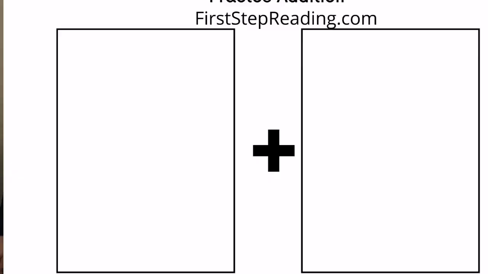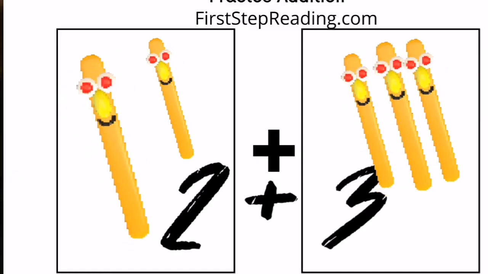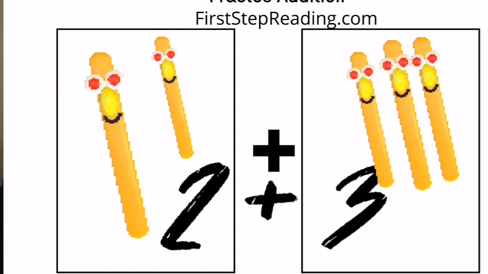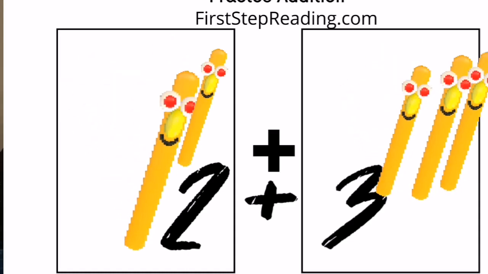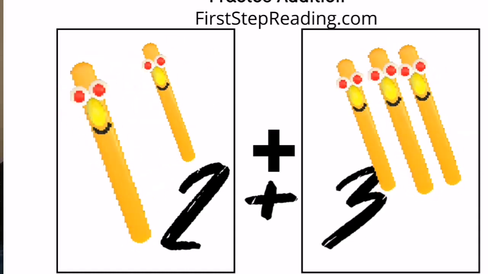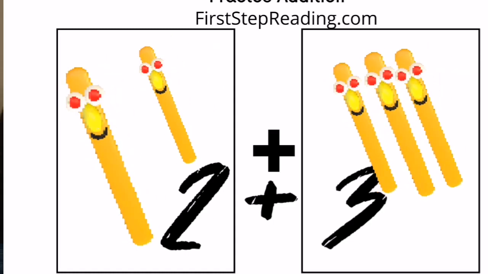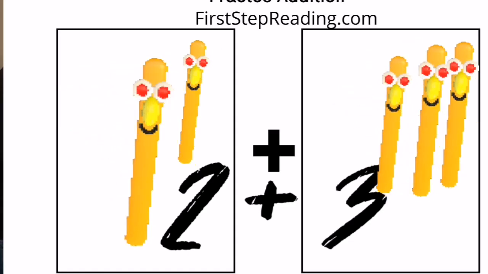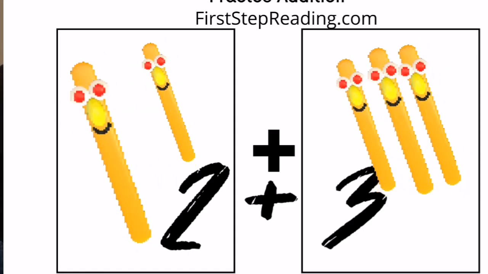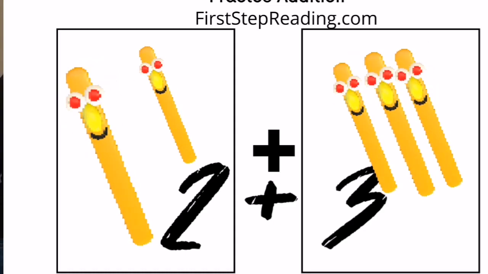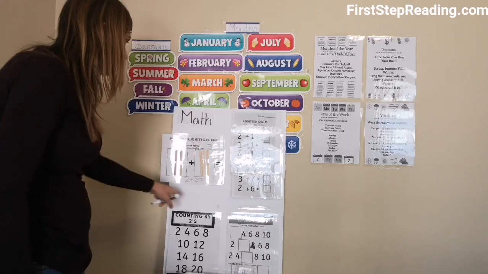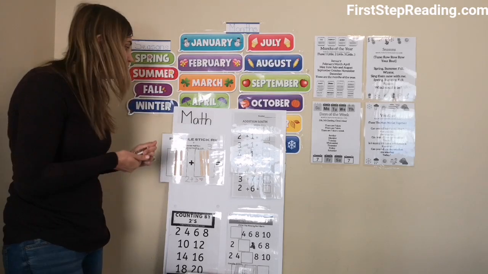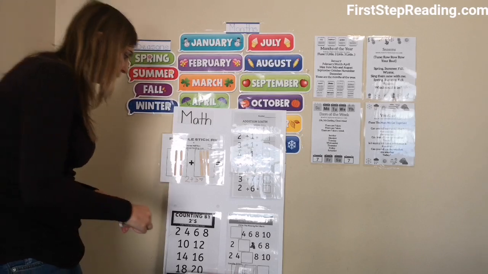So I'll show you first the counter board. So if my numbers were 2 and 3. If my question was, what's 2 plus 3? I would put 2 counters and 3 counters, and then I'd count my counters. 1, 2, 3, 4, 5. That equals 5 counters. That's how you use our popsicle stick counters. You don't have to use popsicle sticks. You can use anything that you have for your counter board.